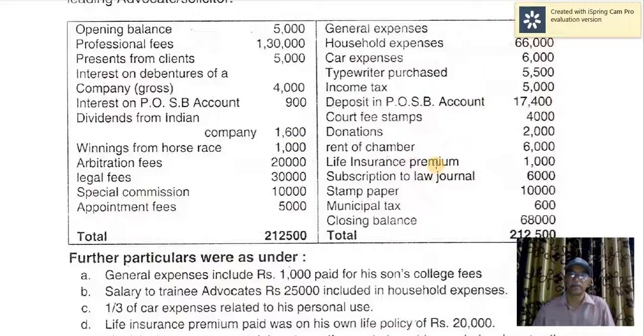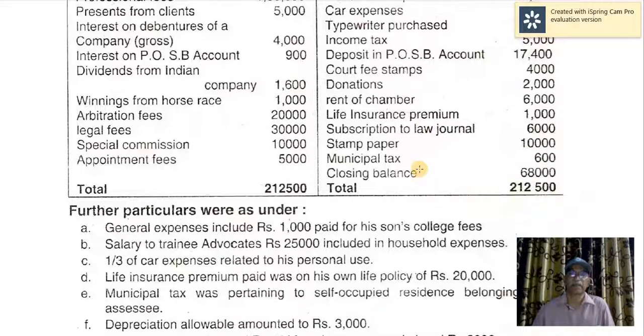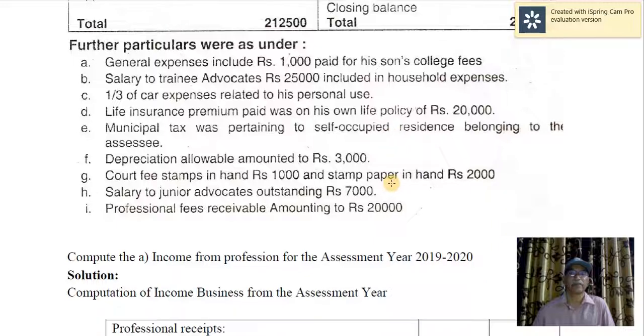Subscription to law journal, definitely it's an item of professional expense. Stamp paper, it's also an item of professional expense. Municipal tax, okay, it is very clearly given, that's related to self-occupied residence, not to be taken. So that's all. Now look at the computation part here.